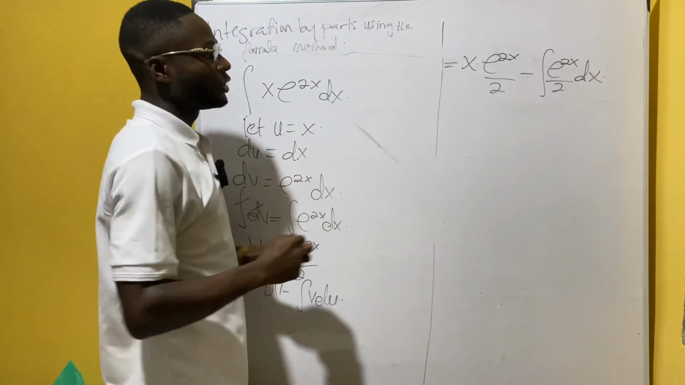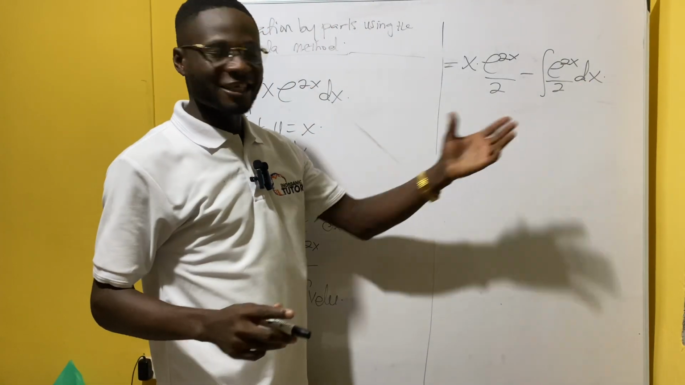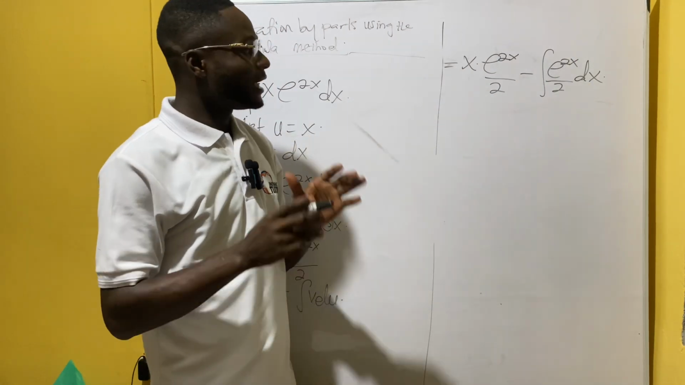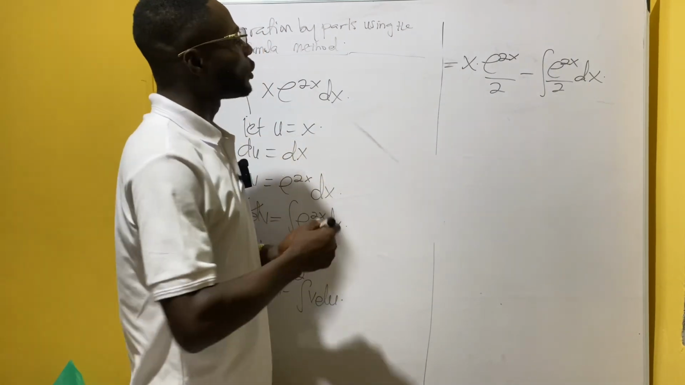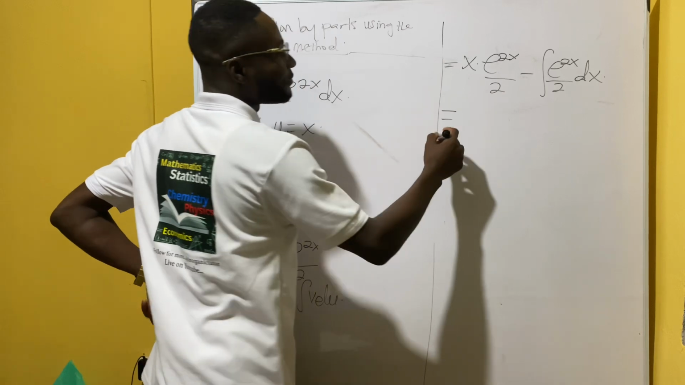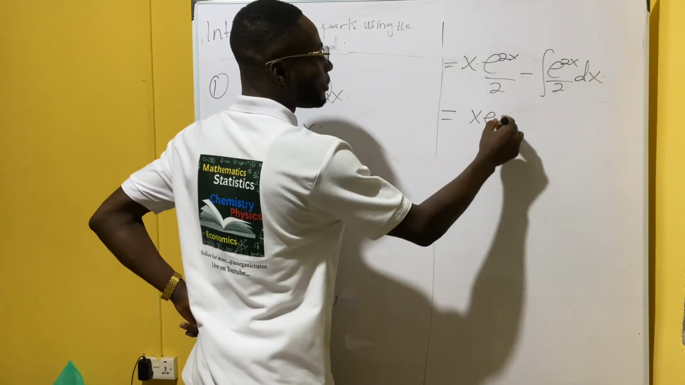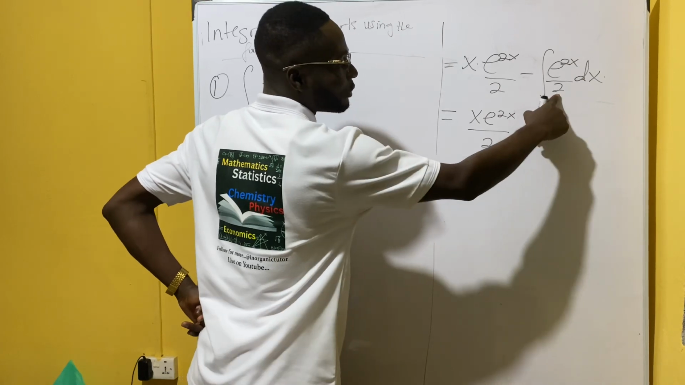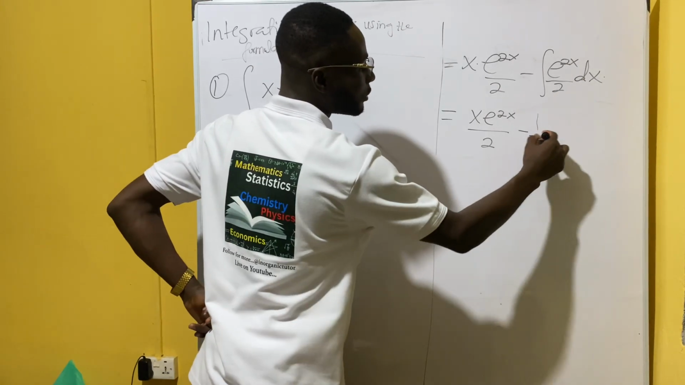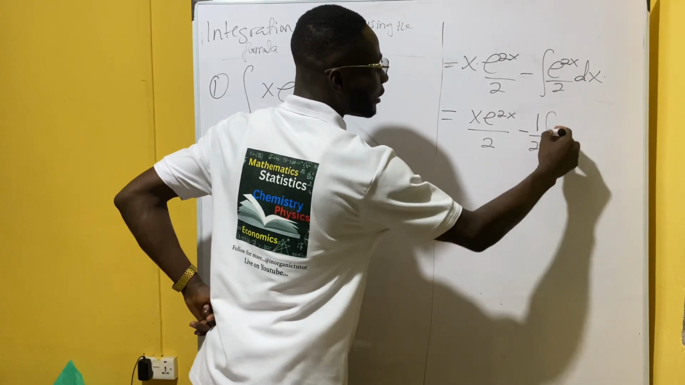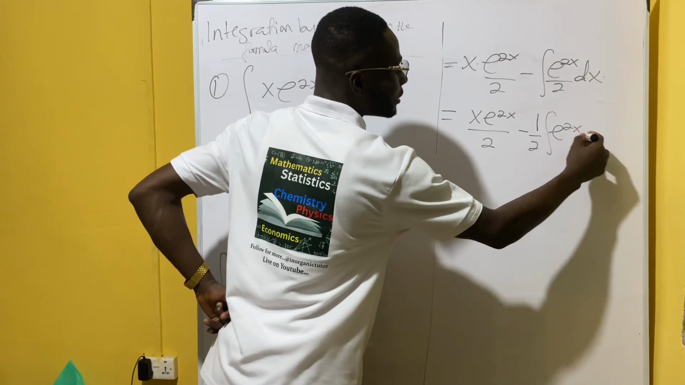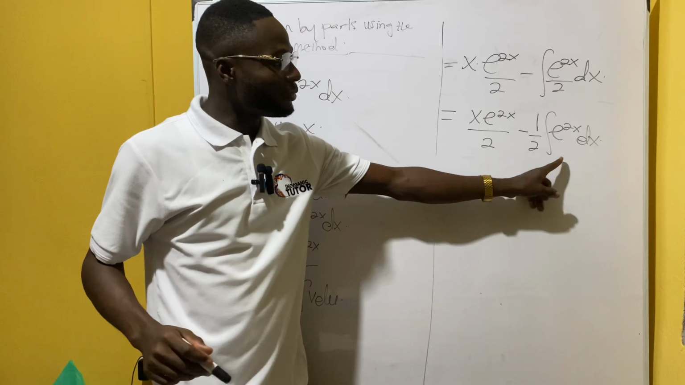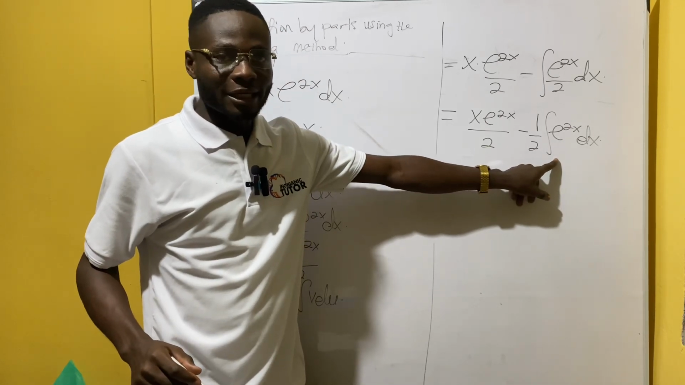Good. So what is left here is just simplification, and just integrate this and you are good to go. Nothing is difficult here anymore. Good. So right here we're going to have x e power 2x all on 2 minus, we can bring the half out, half integral of e power 2x dx. Good. So this right here, we integrate e power 2x again.